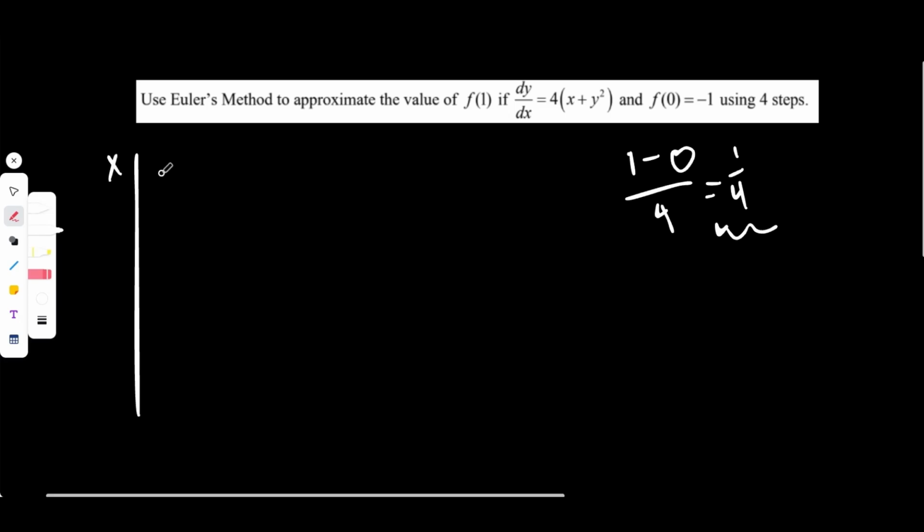Yes, 1 minus 0 over 4. This is going to simplify out to 1 over 4. And in the previous example, we saw that using fractions is a lot easier than having to use decimals. So I'm going to leave this as a fraction, just because it's going to be easier in the long run. Okay, now that we know we're incrementing by this much, let's create our table. So x, y.